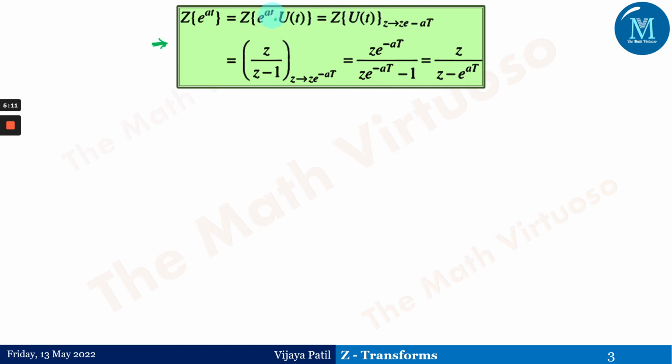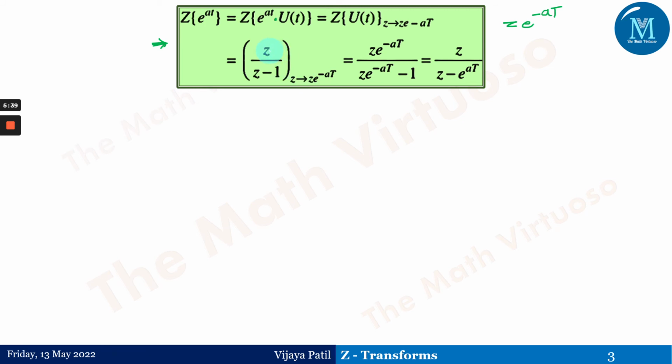Now, the Z transform of e to the power at u of t is nothing but the Z transform of u of t at z tending to z e to the power minus of at. Please note this is z into e to the power minus of a capital T. That means z is getting replaced by z into e to the power minus of at everywhere. But what is the Z transform of u of t? The Z transform of this unit function is nothing but z upon z minus 1.